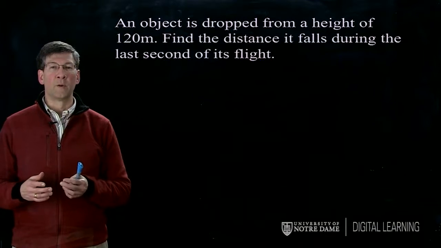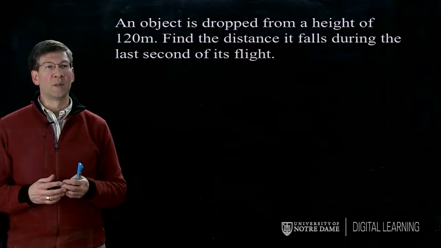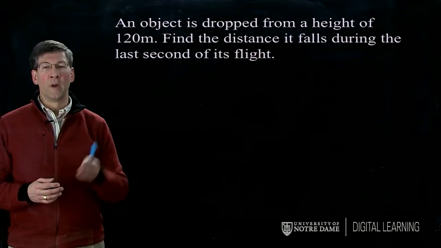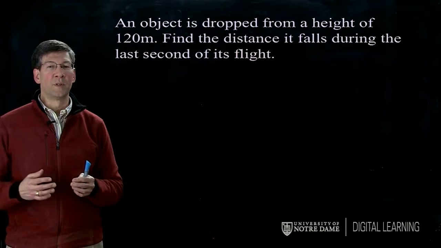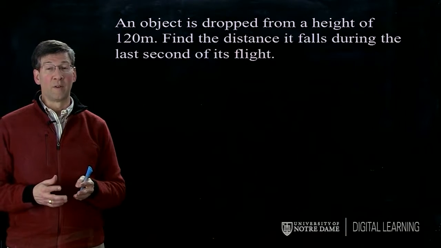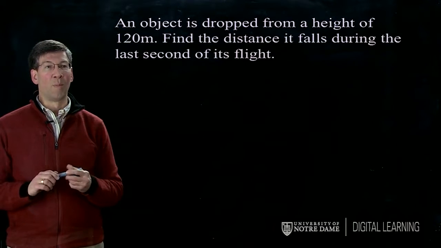So let's take a look at another trajectory problem. Here we're going to look at the specifics of motion as this object falls. If we drop an object from a height of 120 meters, we'd like to know what distance it falls during the last second of its flight. So let's think a little bit about how we might set up this problem.